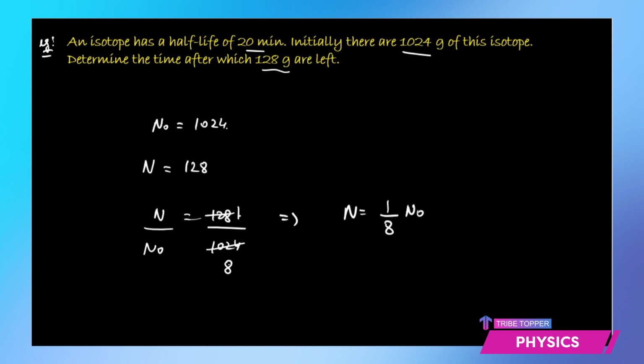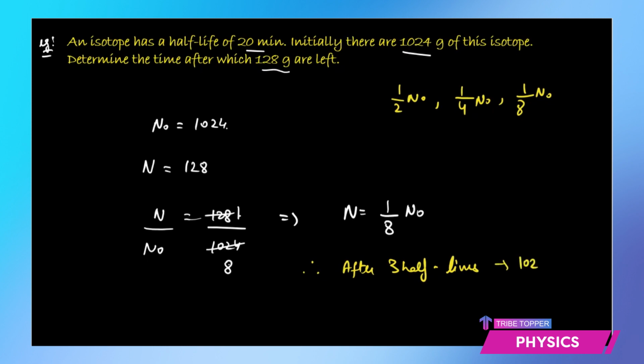And if you remember, I just told you radioactive half-life follows this pattern. After the first half-life, you have half of N naught. After the second half-life, you have 1/4 of N naught. And after the third half-life, you have 1/8 of N naught. Therefore, after 3 half-lives, the sample would reduce from 1024 to 128 grams. So what do 3 half-lives mean? 1 half-life is 20 minutes. So 3 half-lives will be 3 into 20 minutes, which is 60 minutes. So the isotope would reduce to 128 grams after 60 minutes.